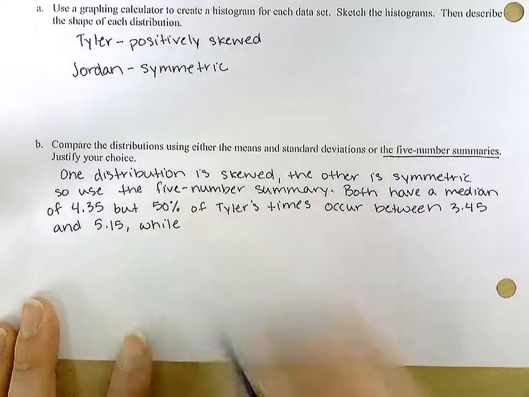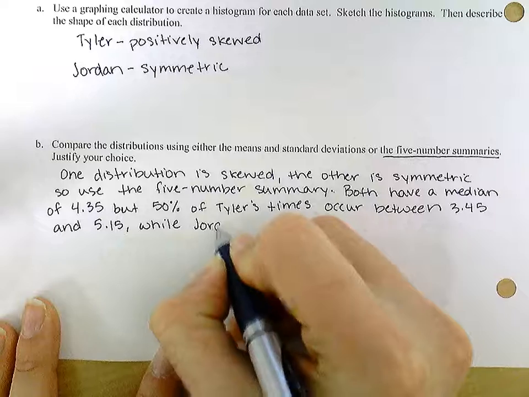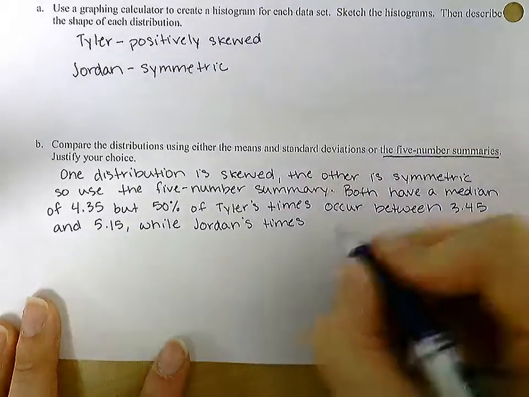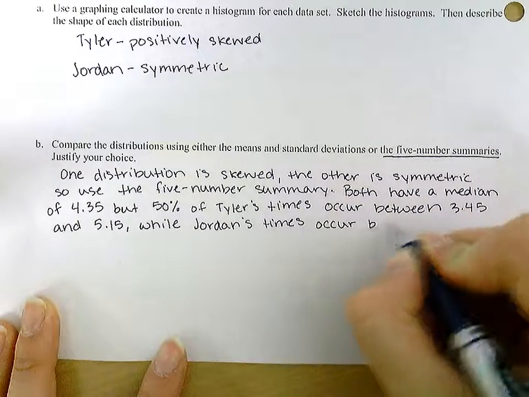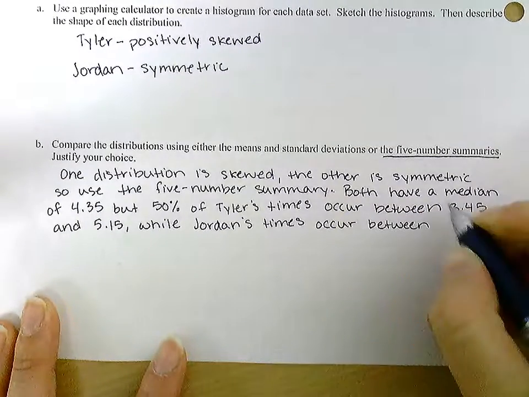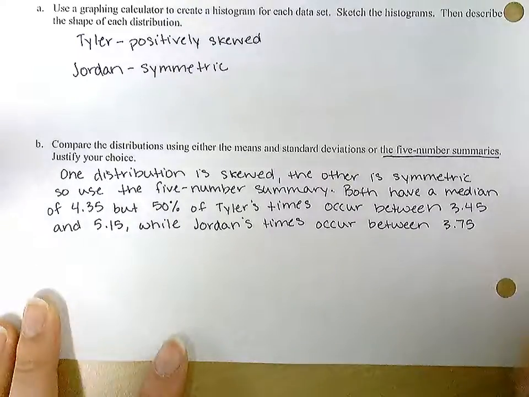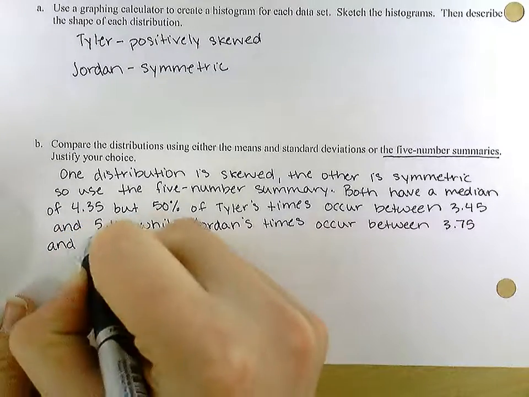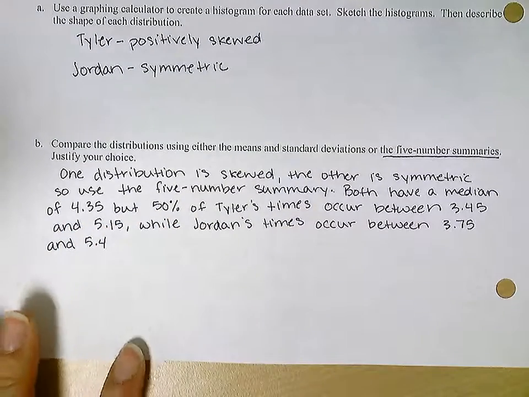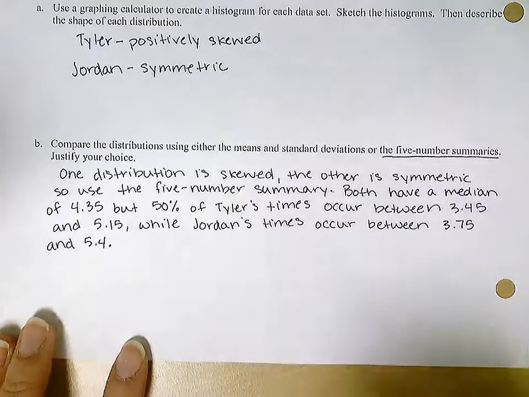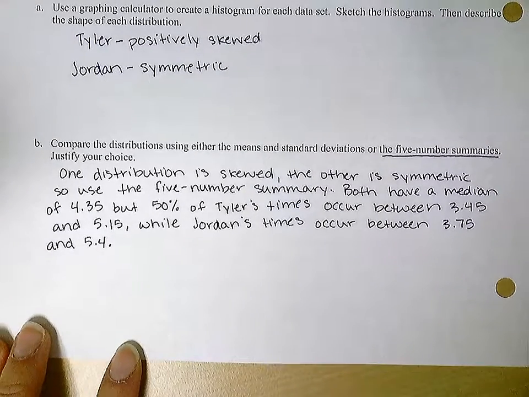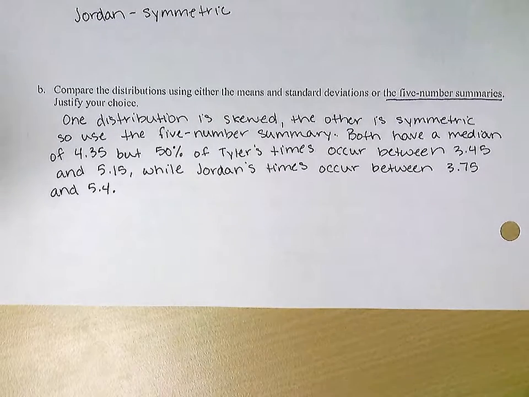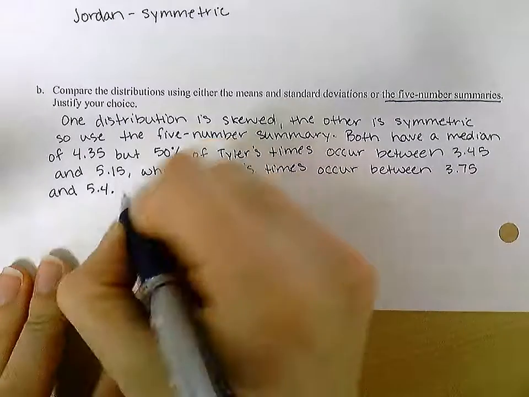Then I'm going to do the same thing with Jordan's. So Jordan's times occur between 3.75 and 5.4. Okay, so that's smaller.